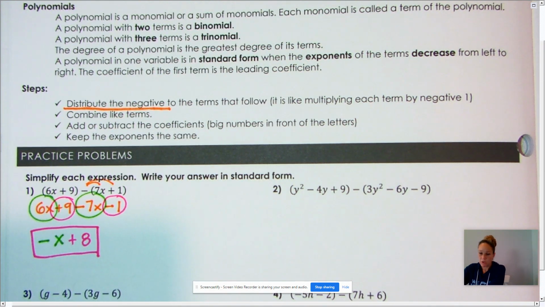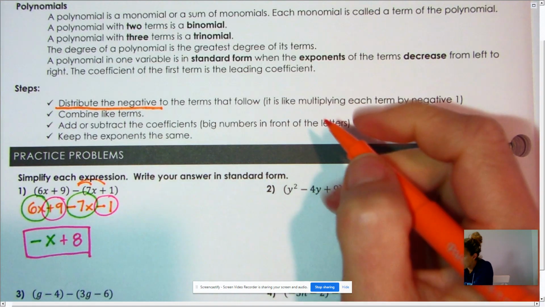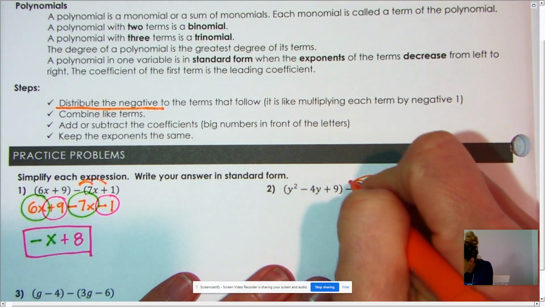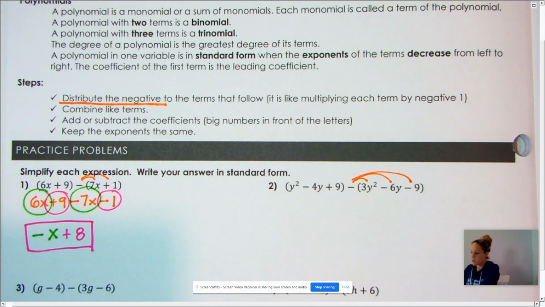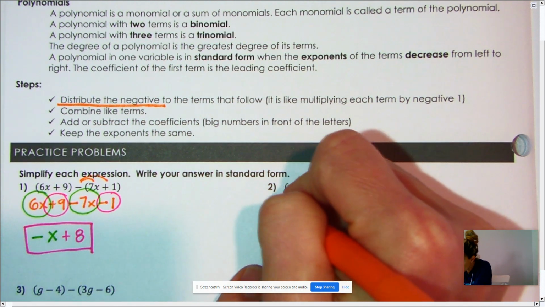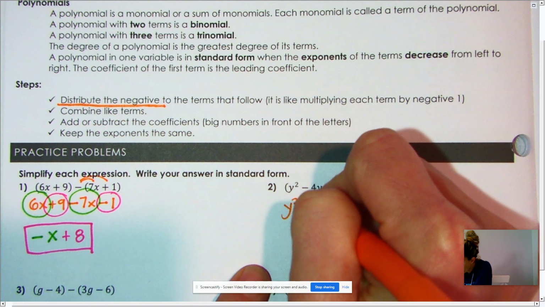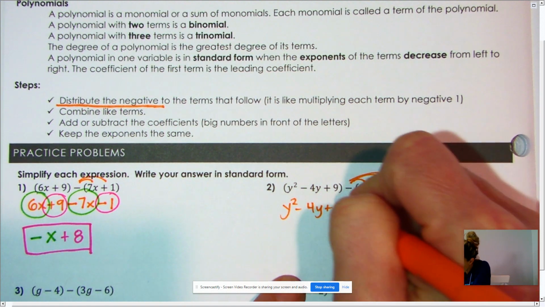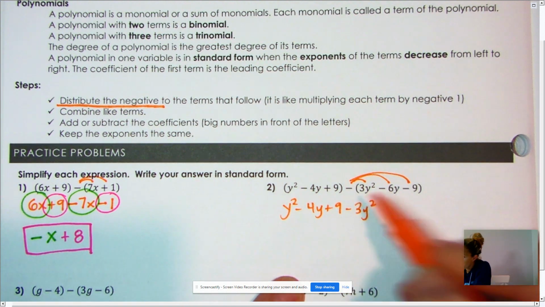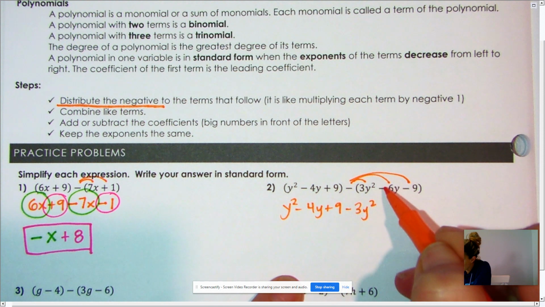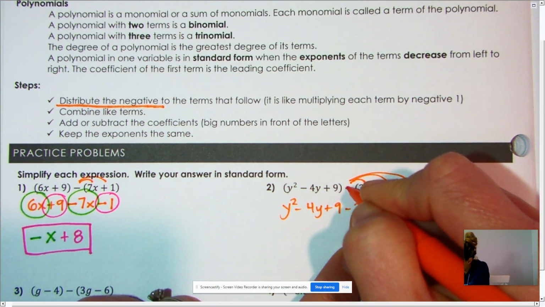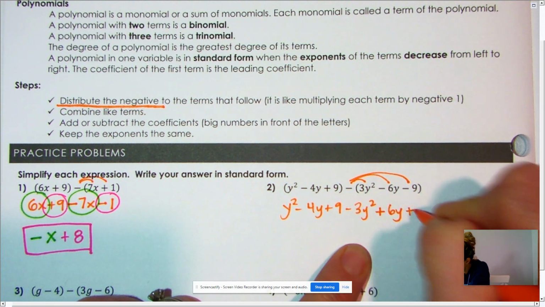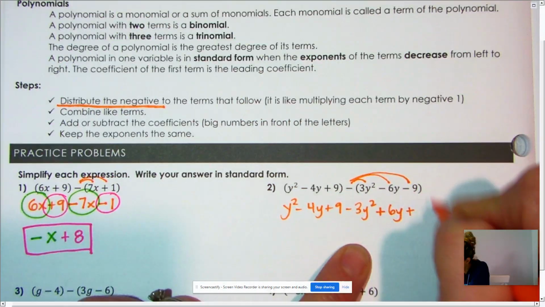Okay, so we're going to go ahead and start the next one. Remember, our first step before we do anything is to apply that negative to everything that follows. So I'm going to just copy this first one: y squared minus 4y plus 9. And then I've got minus 3y squared. Then I've got a negative times a negative is a positive 6y. And a negative times a negative is a positive 9.